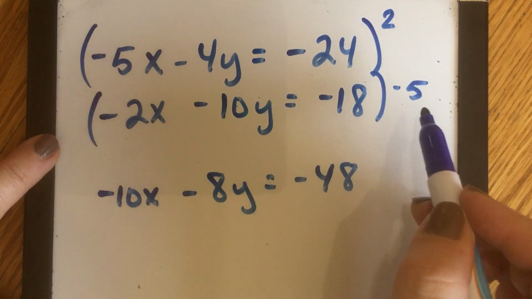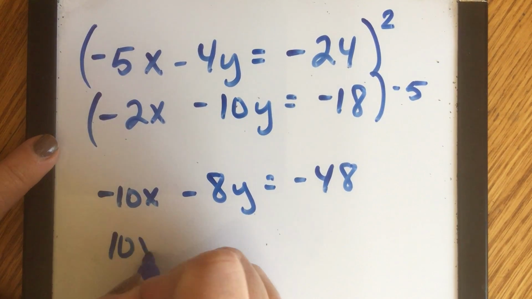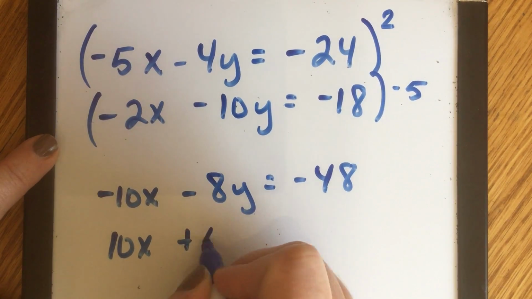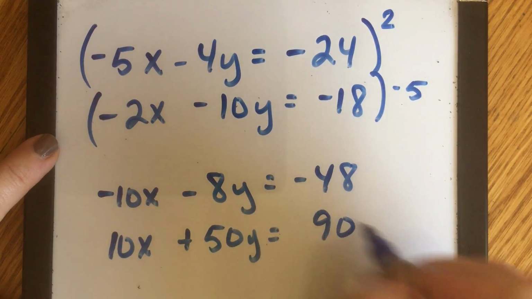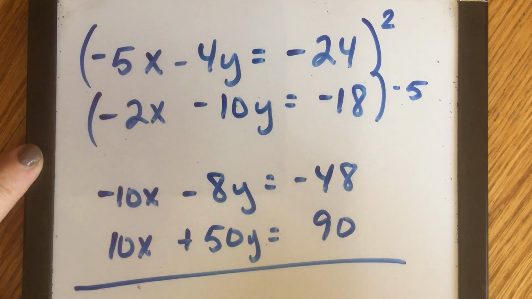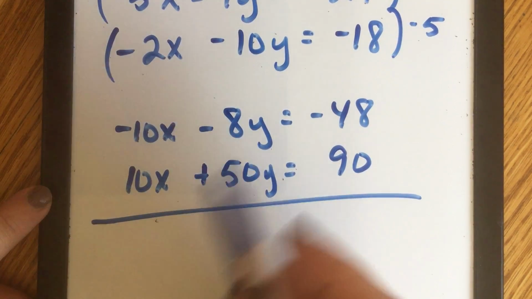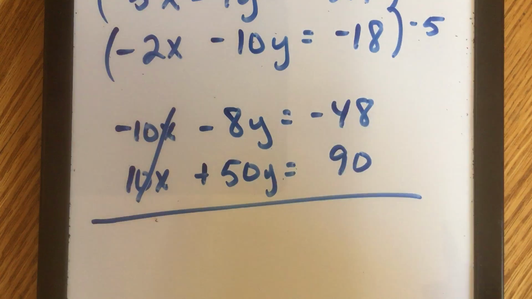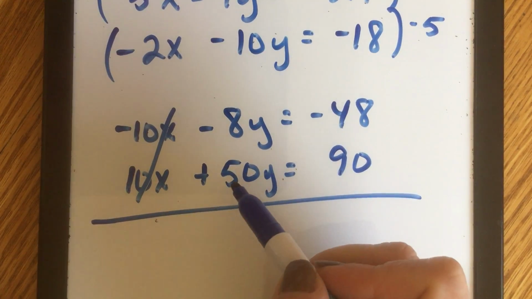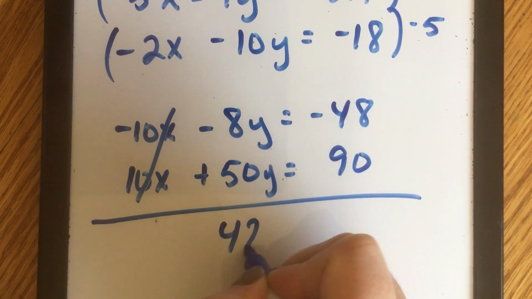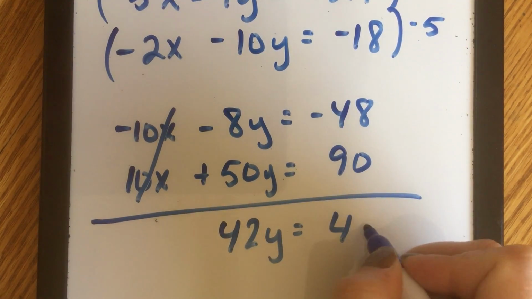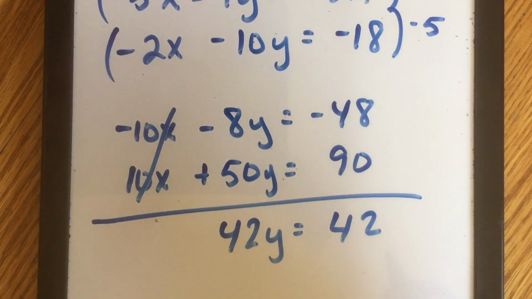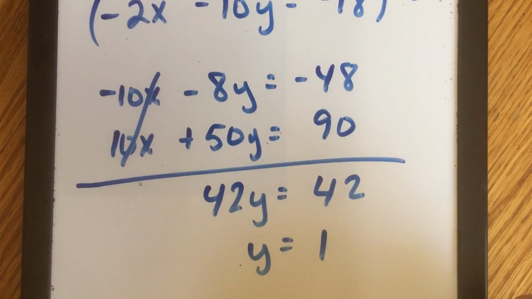If I multiply the bottom one by negative 5, I get a positive 10x and a positive 50y and a positive 90. So now I'm going to add those together, and a negative 10x and a positive 10x is 0. It cancels out. That's what we wanted. And then 50 minus 8 is 42, and 90 minus 48 is also 42. So y is equal to 1 if you divide both sides by 42.